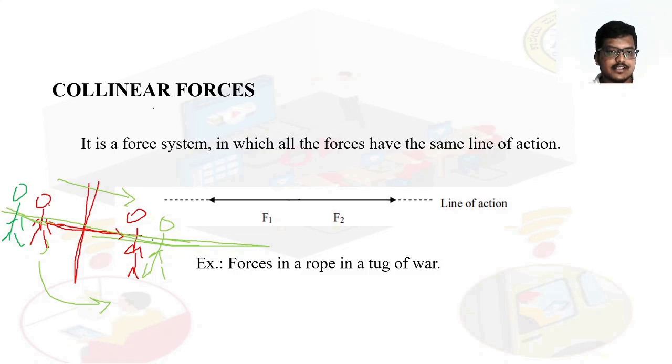So there we can tell that it is a force system in which all the forces have the same line of action. This person's force is in the same line of action, this also the same, this also the same. Okay, the direction may change, but they are all in the same line of action. That is the path of that rope.